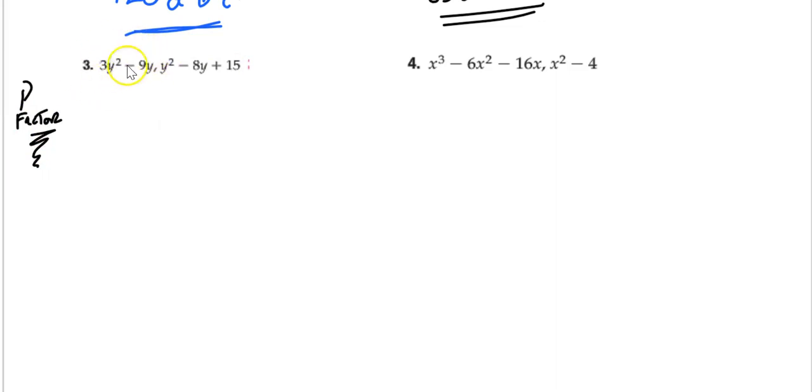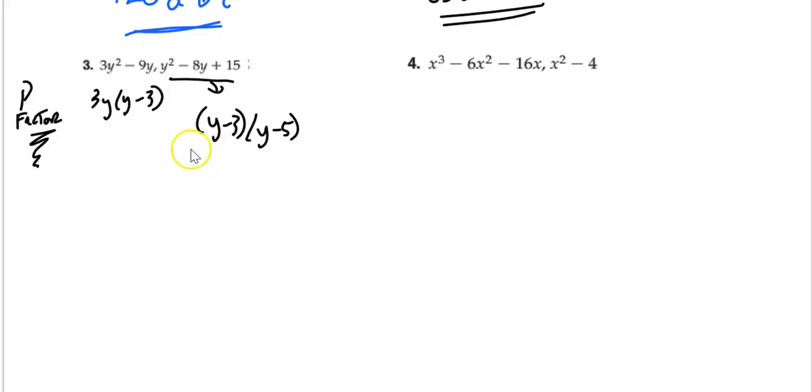Let's factor it out. Now, again, when there's only two things, this is what they have in common. They have a 3y in common, right? They both have 3 and a y. This one, what two things multiply to get 15 but add to get negative 8? They both have to be negative 3 and negative 5. Right, so we prime factor basically the polynomials.